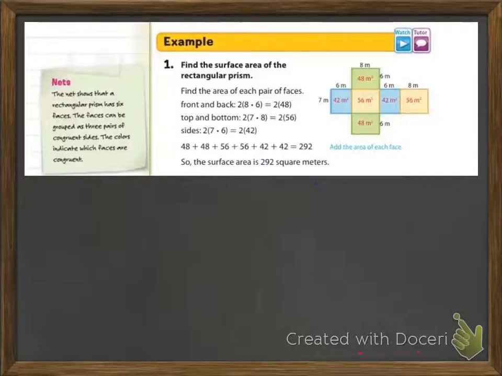So the front and the back, we said, was the green parts. All right, so look at the green parts there. I'm looking at the very top of my green part.